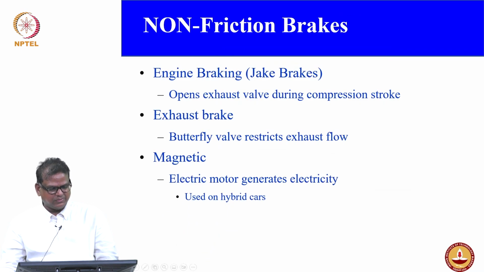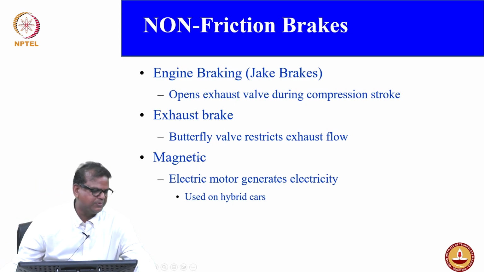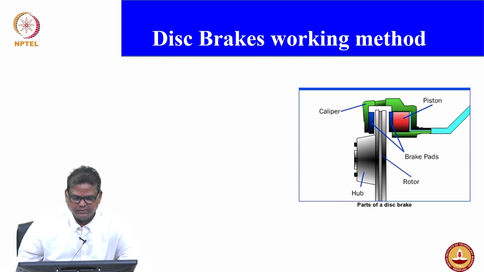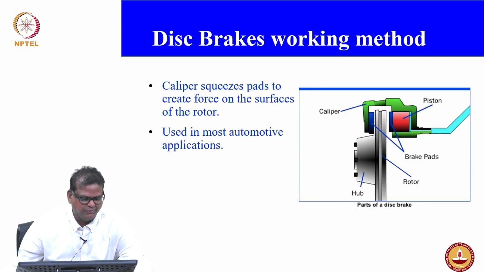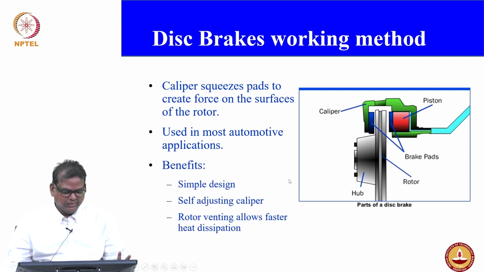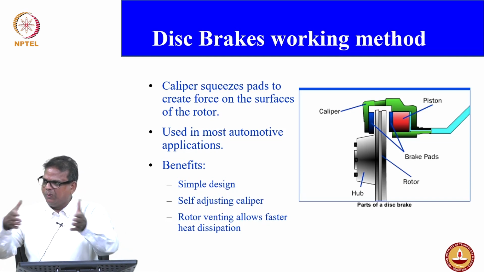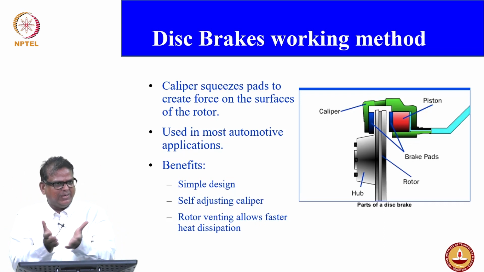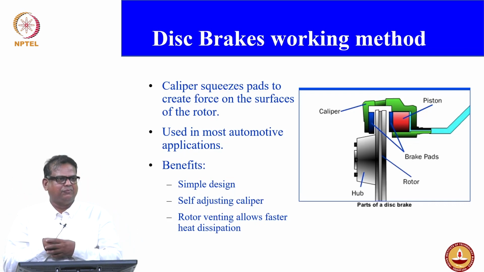And the non friction brakes, again, we will have engine braking, exhaust brake, and magnetic types, which we are not going to focus on now. We have already seen the video where the caliper squeezes the pads to create a force on the surfaces of the rotor used in automobile applications. The advantages are simple design, self adjusting caliper, and rotor venting that allows faster cooling. Look at the disc brake, it is very open, whereas a drum brake has to be enclosed, so heat dissipation will be difficult.